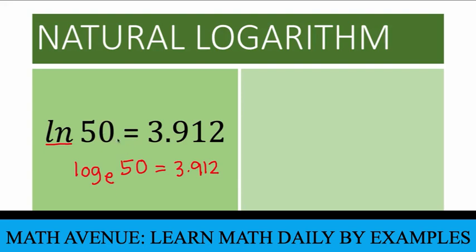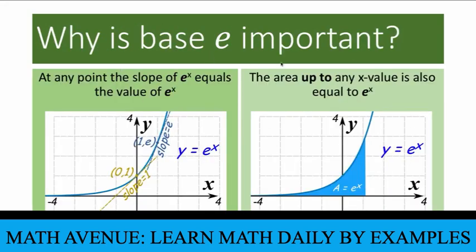So if you want to write this in exponential form, we now therefore write this as the base e raised to the exponent 3.912 equals 50. Why is the base e important? There are at least two reasons among the many reasons why e is important.